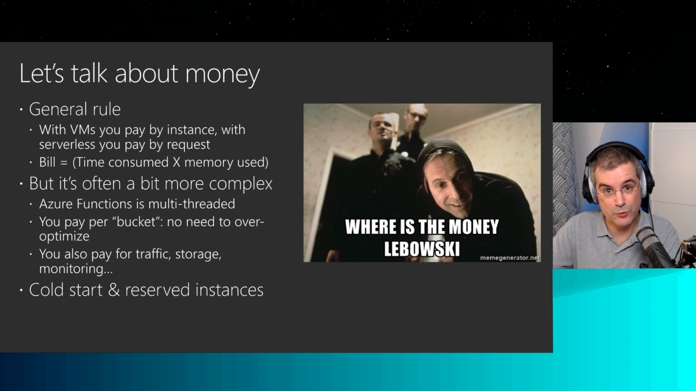So that's important when you think about money. You need to optimize some stuff, but not everything. You need to be careful about where you spend time optimizing, depending on the way you are billed by your cloud provider. And last but not least, usually you don't only pay for your serverless function, you also pay for traffic, storage, and monitoring. So when we talk about money, you need to take all of this into account in order to optimize your cost.